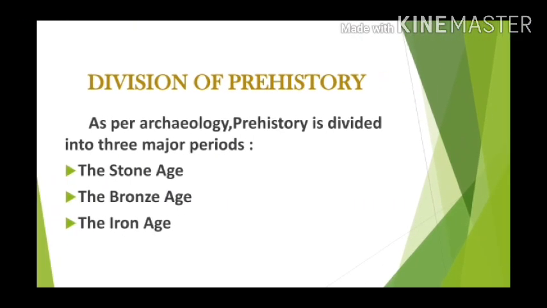As per archaeology, prehistory is divided into three major periods. They are the Stone Age, the Bronze Age, and the Iron Age. We already studied in our first chapter that prehistory is that period of history where there are no written documents. The only source of information is the archaeological evidence that has been found, such as fossils, bones, utensils, cave paintings, tools, etc. This period of prehistory was such a long period of time that to understand it better, it has been divided into three broad groups. These are the Stone Age, Bronze Age, and Iron Age.